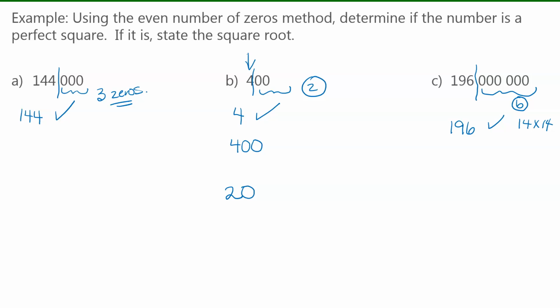So to find the square root of 196 million, we find the square root of 196, which we said is 14. We take half the number of zeros. So there were 6 to begin with, so we take 3. And therefore, the square root of 196 million is 14,000.